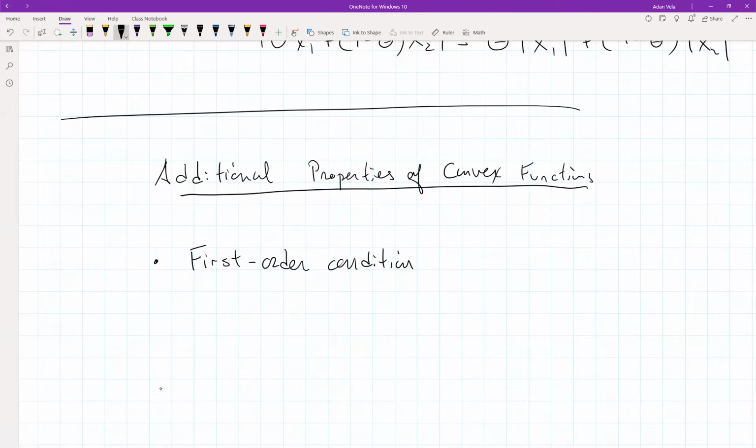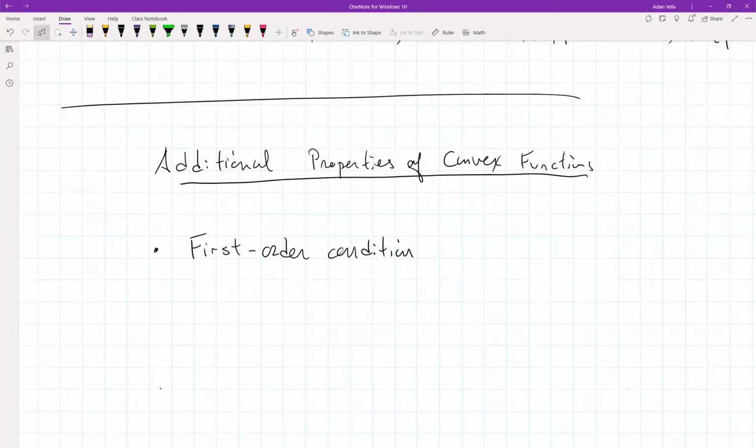Right. And the first order condition basically says all convex functions, if we pick a point on that function and we draw a tangent line on that point, then that tangent line is below the function. And so you can think of it as sort of holding up the function, right? And this has to be true for all tangent lines to the function, right?